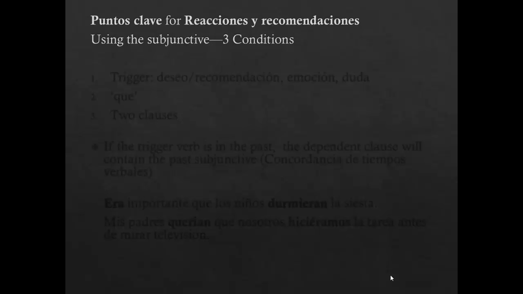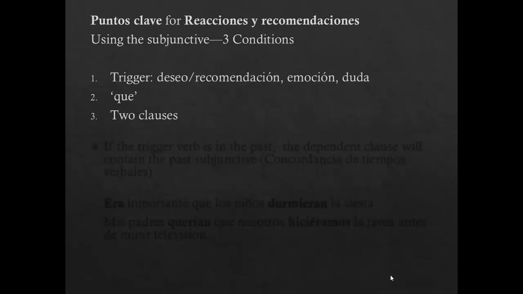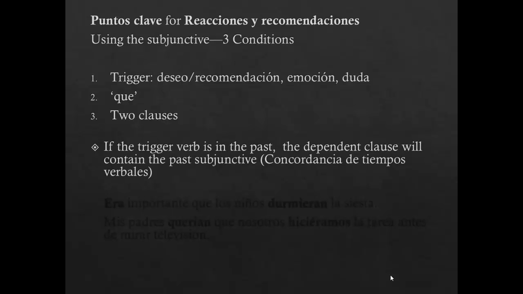As for the uses of the past or imperfect subjunctive, we are going to use the same rules that we have always used for the subjunctive, that we need a trigger that expresses or implies desire, recommendation, emotion, or doubt. We need a que that introduces a second clause. The difference here is that we will use the past or imperfect subjunctive when the trigger verb is in the past, be it preterite or imperfect. Let's look at a couple of examples.